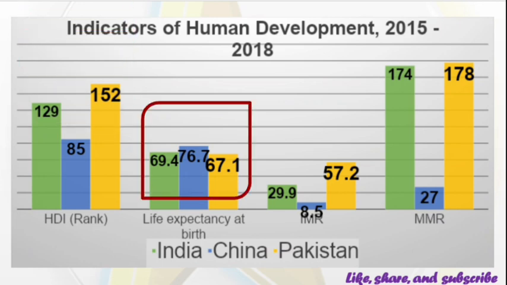Life expectancy, the number of years a person is expected to be alive in a country. Citizens of India had a life expectancy of 69.4 years. Chinese were expected to live up to 76.7 years, and Pakistanis were expected to live 67.1 years.